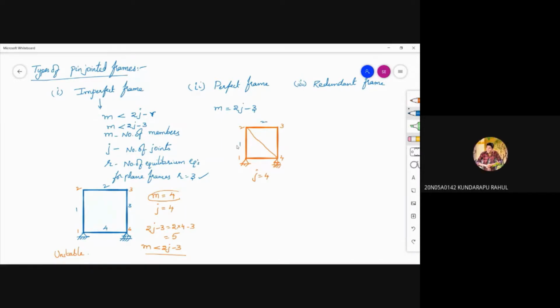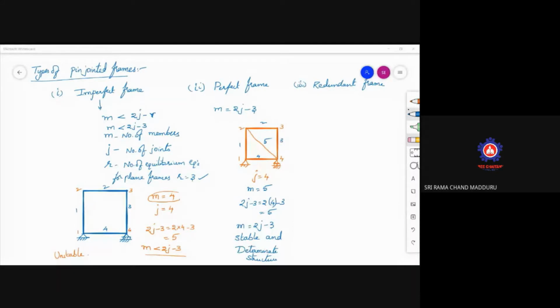1, 2, 3, 4, 5. So members are 5. Then write down 2j minus 3, which is 2 into 4 minus 3, which is 5. So m is also 5, which is m equal to 2j minus 3. So this will be considered as a stable and determinate structure.